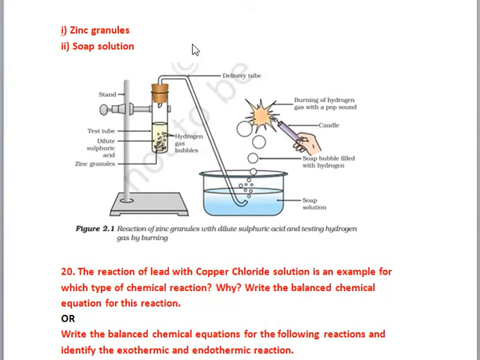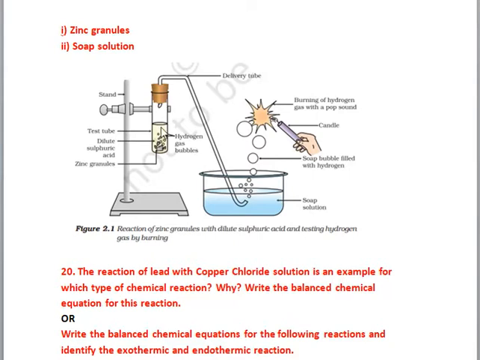And whenever any metal will react with an acid, which gas is liberated? Hydrogen gas is liberated. The same diagram you have to draw over there. What are the parts which you have to mark over there? Zinc granules you have to label, and soap solution. So zinc granules we have taken in the test tube, you will label that, and soap solution is this one which we have taken in the trough.